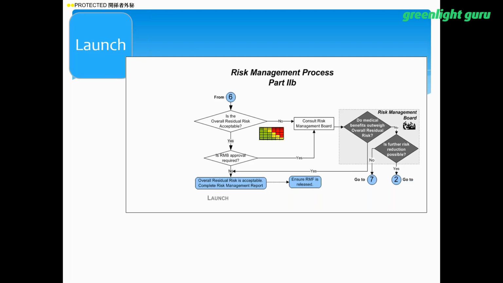So when the risk management board would convene, the board would look to see whether or not the medical benefits outweigh the overall residual risk as defined by the risk matrix. When you get into the areas that are in yellow, that can be a very lively and spirited discussion. To my knowledge, I don't remember ever authorizing release of a product in the S5 region at an occurrence level of 2.